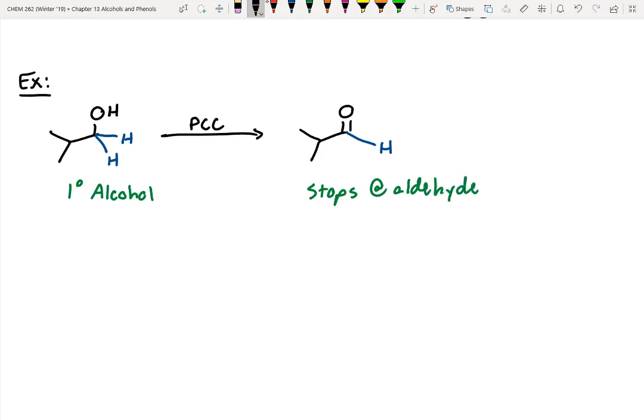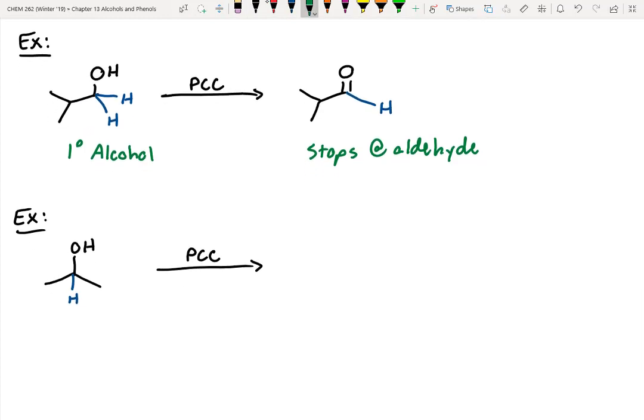Conversely, if you use a secondary alcohol, and you react this with PCC, what do you think you'll make? A ketone. In this case, you'll just make acetone. We don't have to use PCC for that oxidation of the secondary alcohol. We can pick. So we can use PCC or we can use chromic acid. Either or will work.